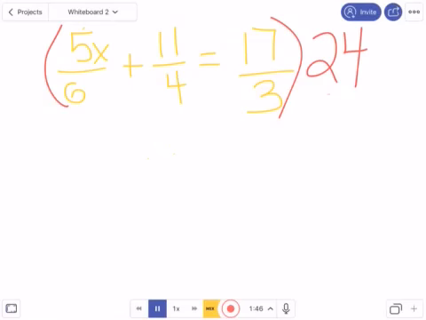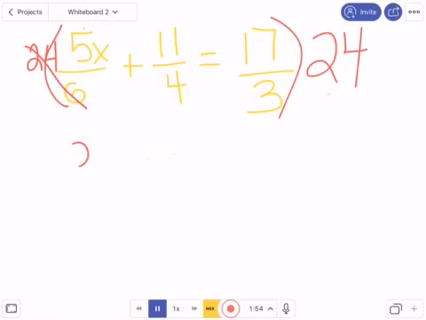So if I multiply this first fraction by 24, 24 divided by 6 gives me 4. So I'd have 4 left times the 5, which gives me 20x, plus, if I multiply the second fraction by 24, 24 divided by 4 is 6, so I'd have 6 times 11, 66, and then 17 times 24 divided by 3 is going to equal 136.